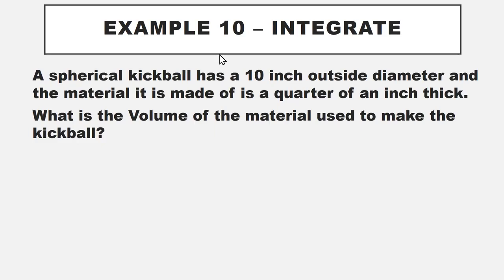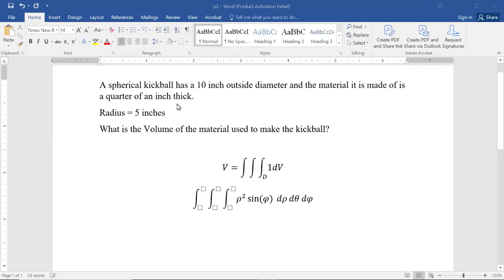Now, again, be careful here. A 10-inch outside diameter means it's a 5-inch radius. And the material is a quarter of an inch thick. So let's find the volume of that object. Spherical kickball, 10-inch outside diameter, that means a 5-inch radius. What's the volume of the material used?